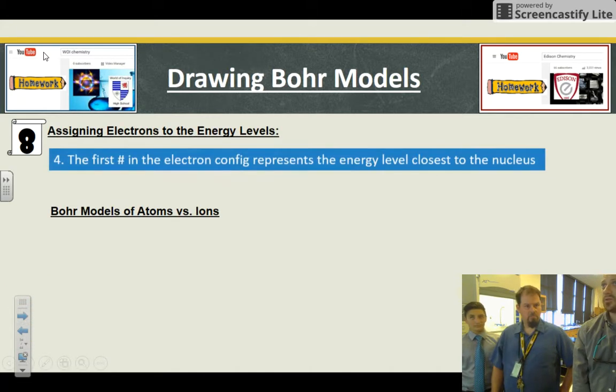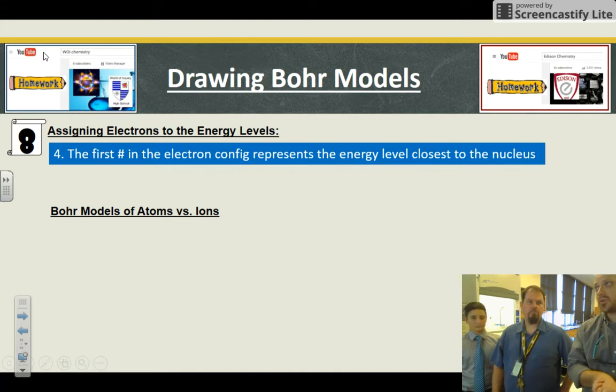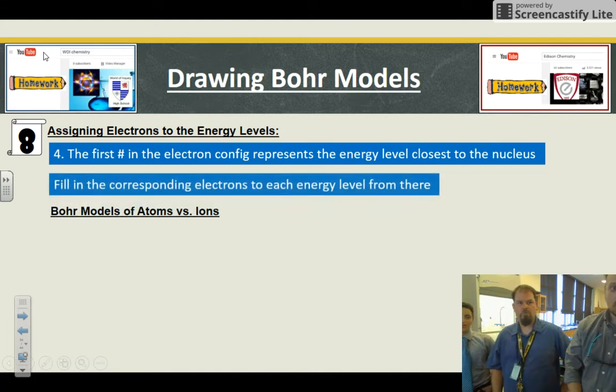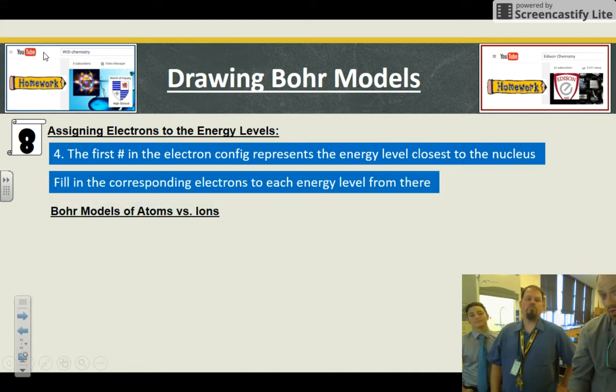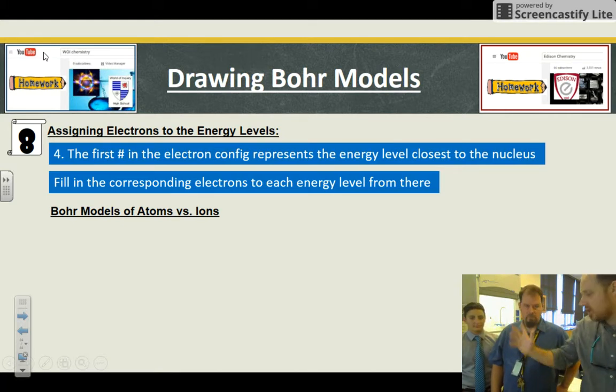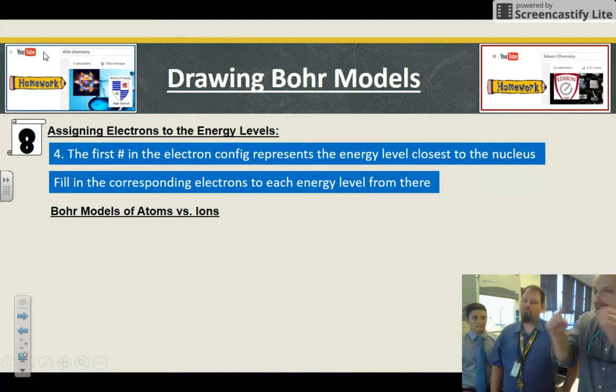To the energy levels. We always put the first number in the electron configuration on the innermost electron orbital. Real quick, what do they all start with? Look at your periodic table. They all start with a 2, except for hydrogen. He only has one. And then you fill in the electrons corresponding to the next number in the sequence to each energy level out from there. So if you see 2-8, that means there are 2 rings. The inside ring gets 2 electrons. The second ring gets 8. It becomes a very, very simple pattern.